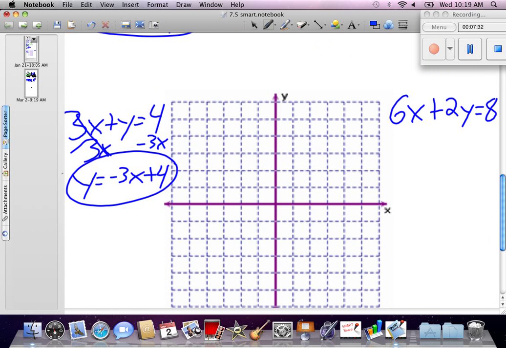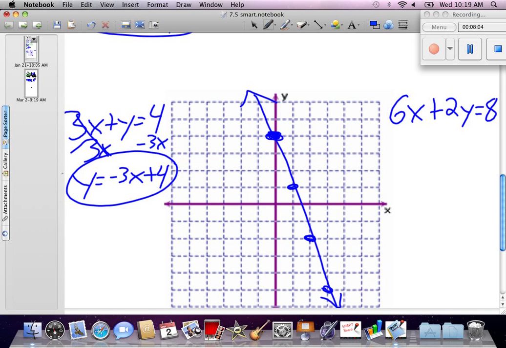Okay, Lisa, you ready? Where do I put my first dot, Lisa? Yep. I go to the y-axis and I go 1, 2, 3, 4. Samantha, what do I do next? I put my dot on 4. What's my slope? Perfect. Down 3 over 1. Down 1, 2, 3 over 1. Down 3 over 1, and so on.